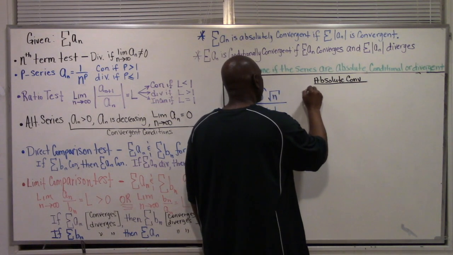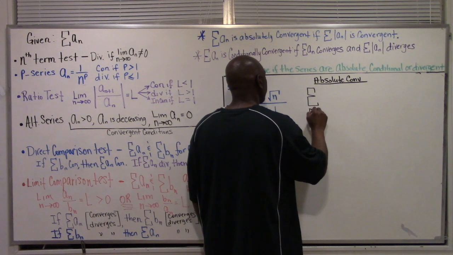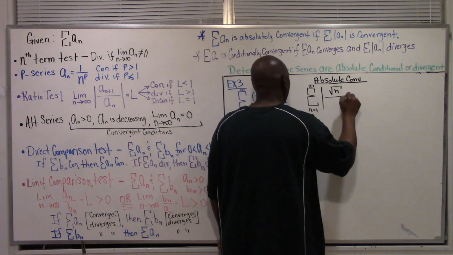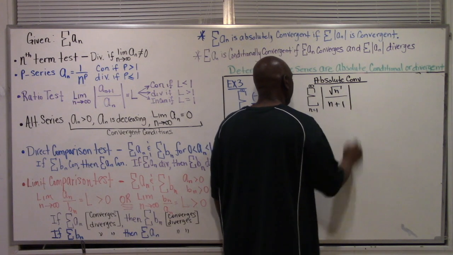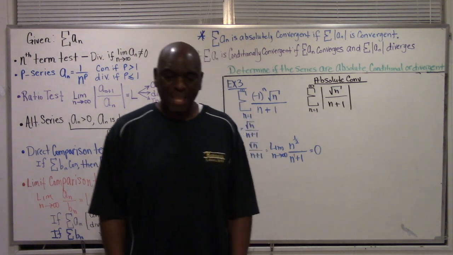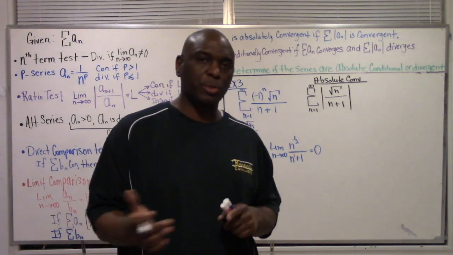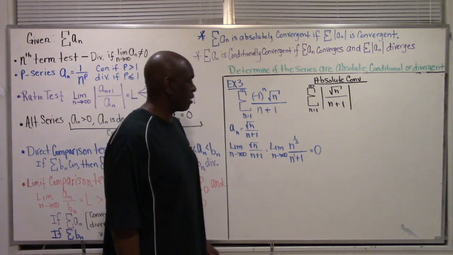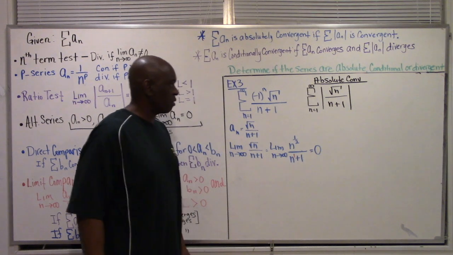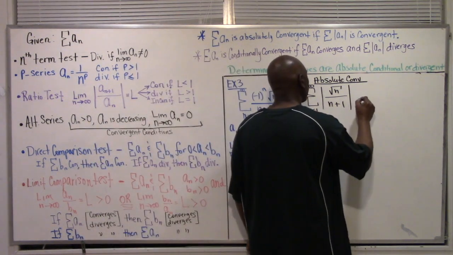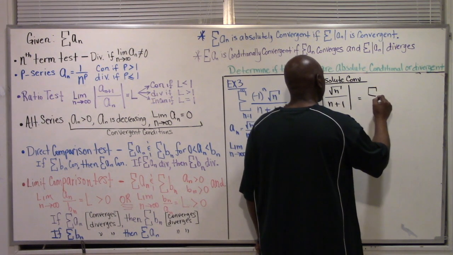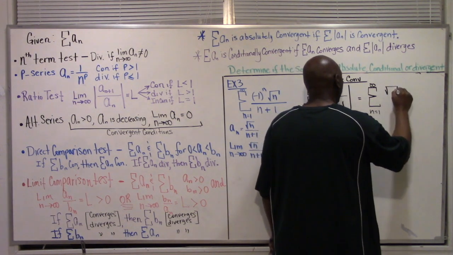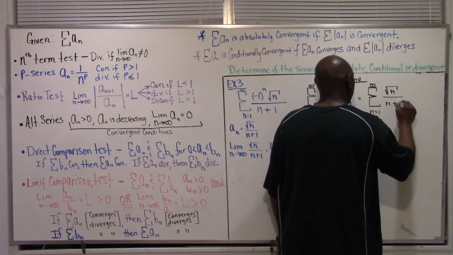So that means I'm looking at the series of the absolute value of the square root of n over n plus 1. Now notice that I do not have the negative 1 to the power of n included. I don't need that because that part is just 1 in absolute value. I'm looking at the absolute value of this, the sum from n equals 1 to infinity of the square root of n over n plus 1.